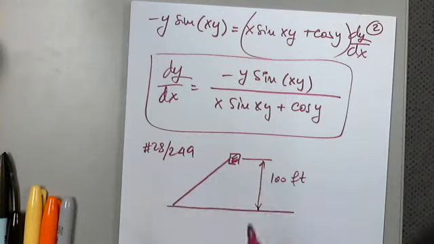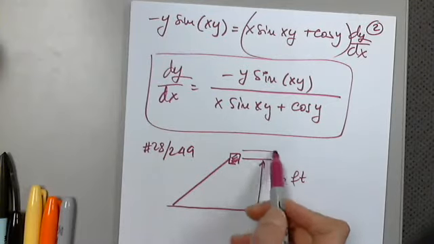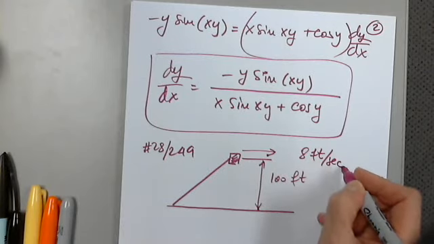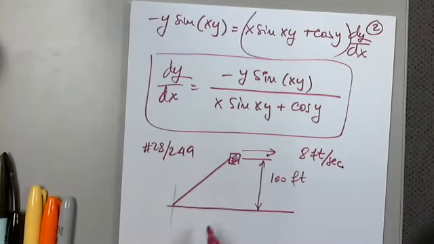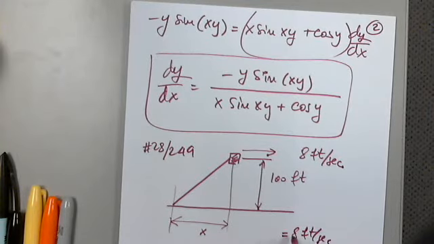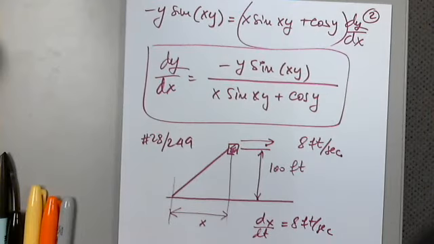So here's the kite. And it's 100 feet above ground. It moves horizontally this way at a speed of 8 feet per second. So what does 8 feet per second represent? dx over dt. Perfect. At what rate is the angle between the string and the horizontal, theta, decreasing?